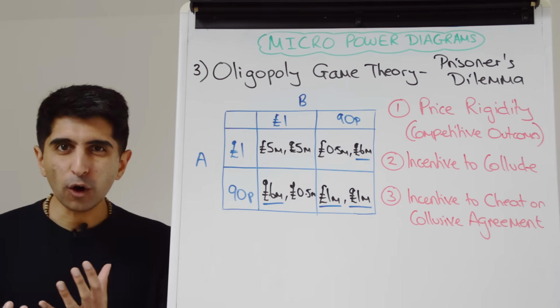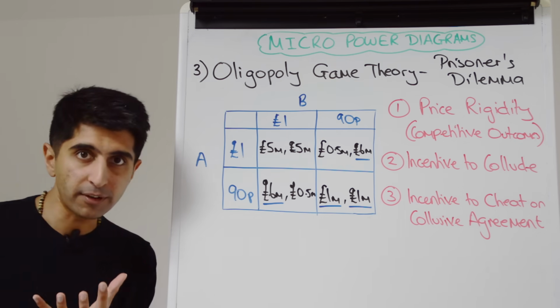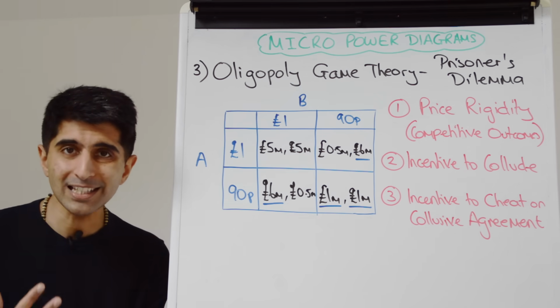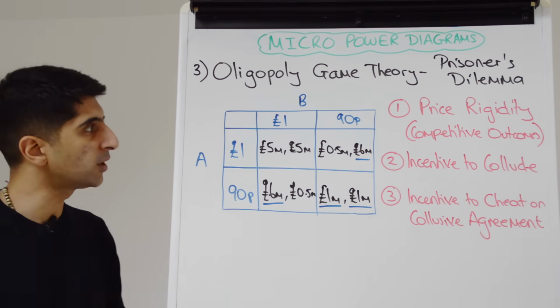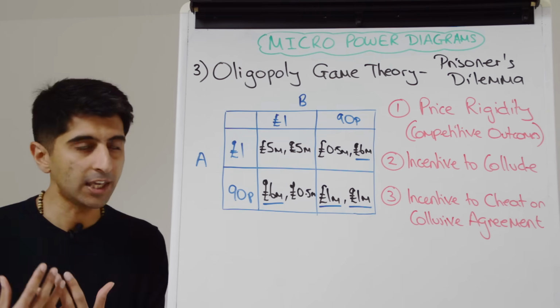We can say that oligopoly tends to represent a prisoner's dilemma game, and here is the prisoner's dilemma game applied to an oligopoly. And the issue in oligopoly is interdependence. What price should a firm charge? The high price, I've called it £1, or the low price, 90p. So here we have it.